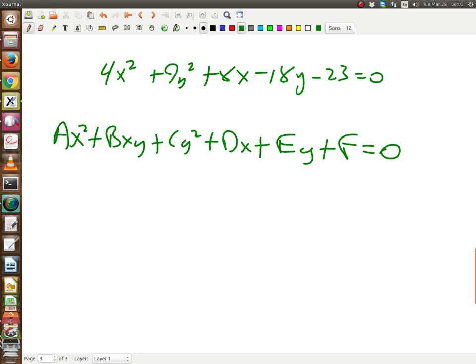If b squared minus 4ac is negative, you're going to get an ellipse. If b squared minus 4ac is positive, you're going to get a hyperbola. If b squared minus 4ac is 0, you might get a parabola, you might get the black sheep of the family: a degenerate conic, like a point.